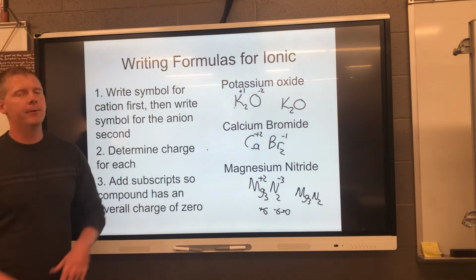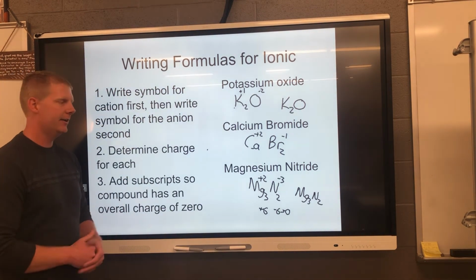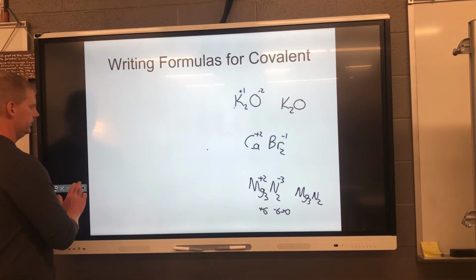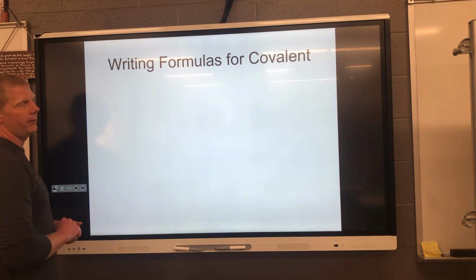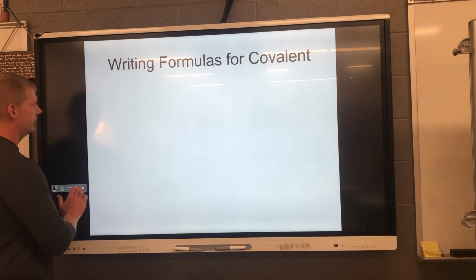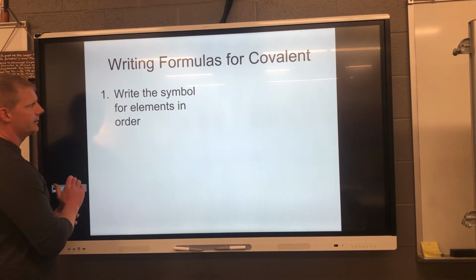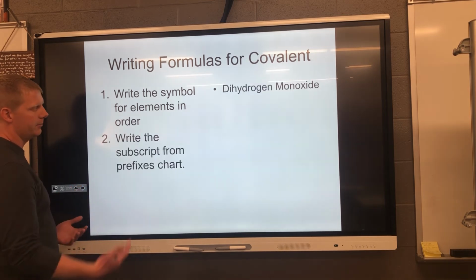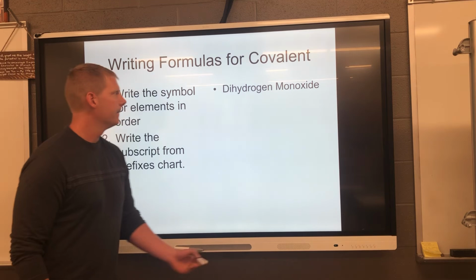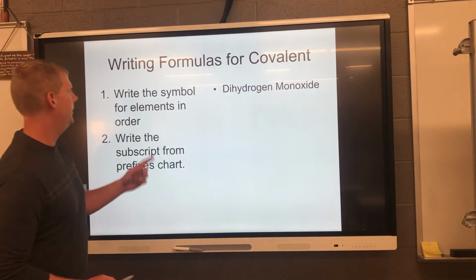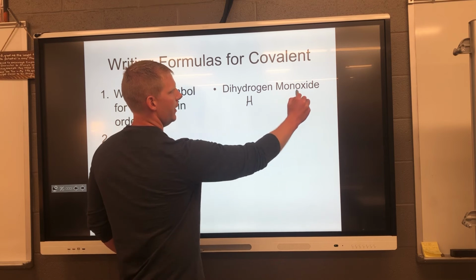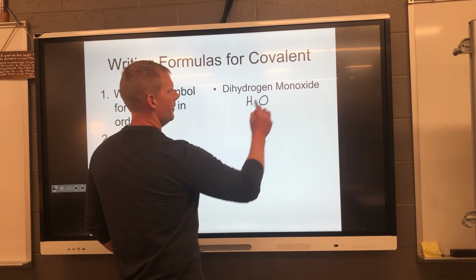So that's writing formulas for ionic compounds. You've got to look at the charges in order to get the correct subscripts. All right, writing formulas for covalent compounds. You're going to write the symbol for each element in order, and then you're just going to use the prefixes. So I have hydrogen, H, oxide, I know is O.